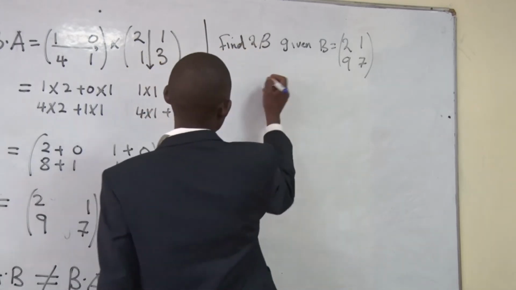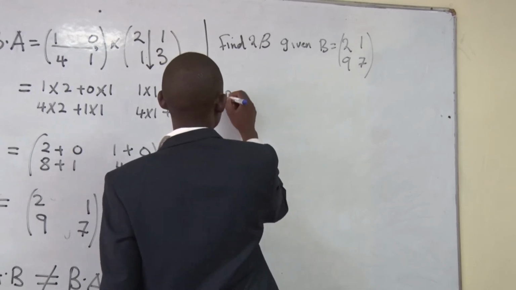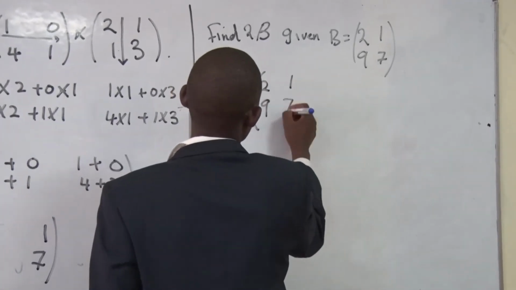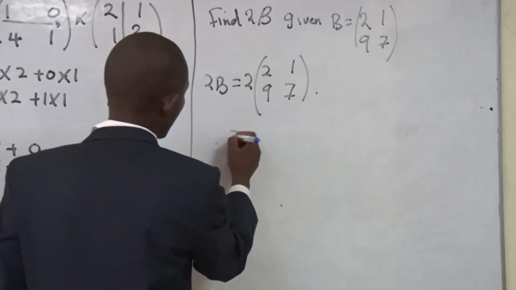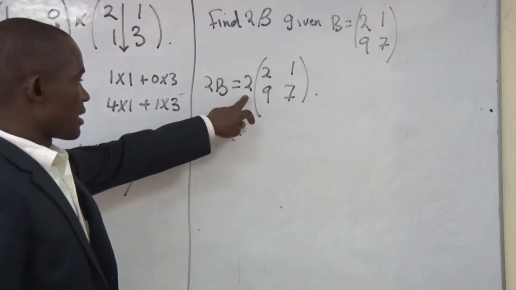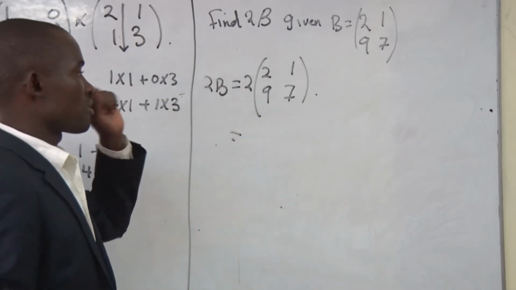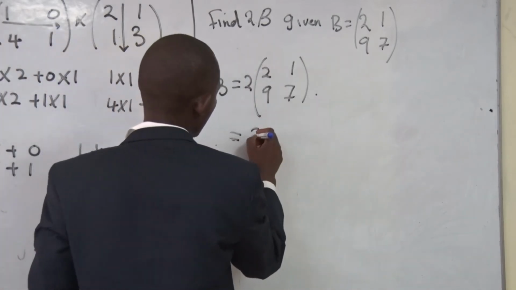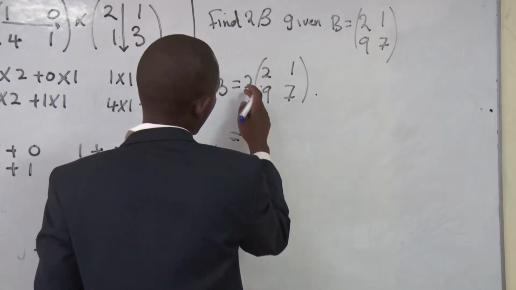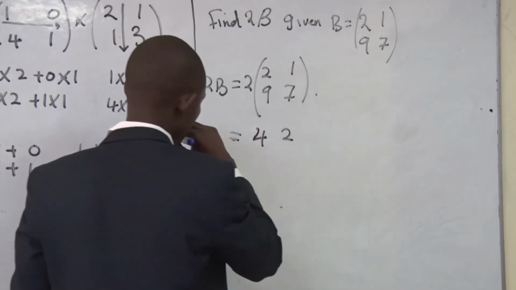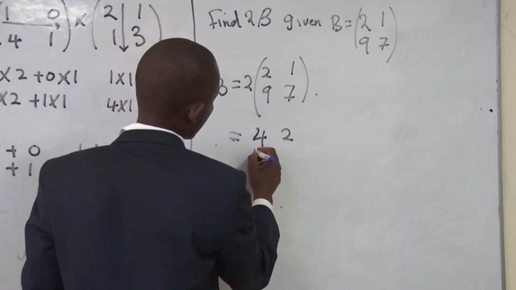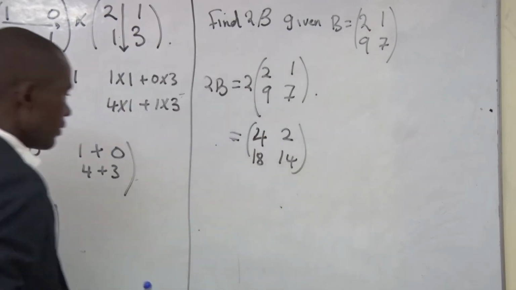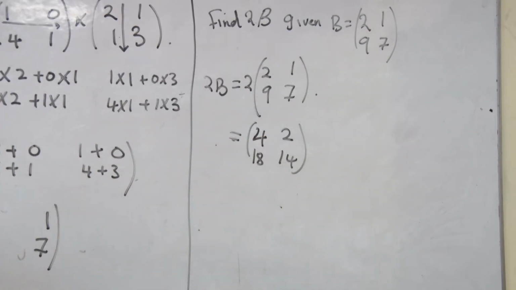If you are told that you are supposed to find 2B, you will write 2B as the same as 2 into the matrix 2, 1, 9, 7. The number outside the bracket will multiply all the components in the bracket. So you will have 2 times 2, which is 4, and then 2 times 1, which is 2, 2 times 9, which is 18, and 2 times 7, which is 14. So that is how you multiply that particular question.